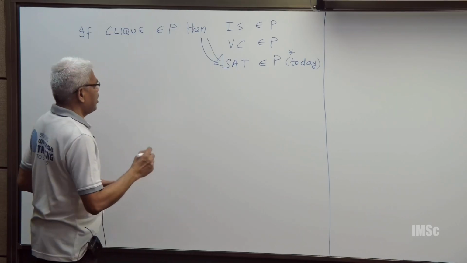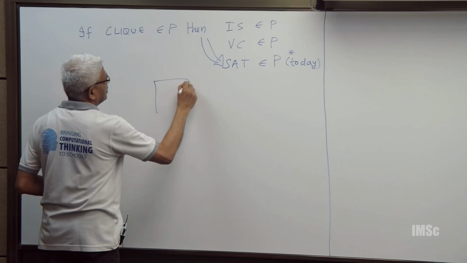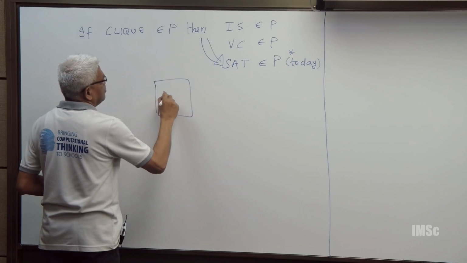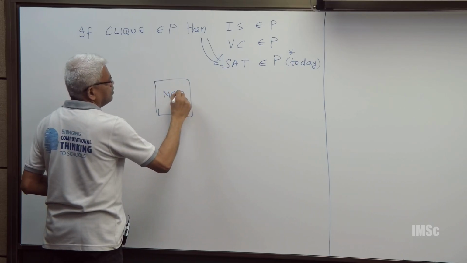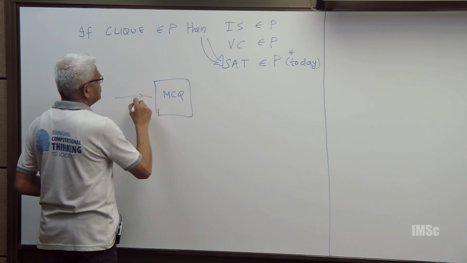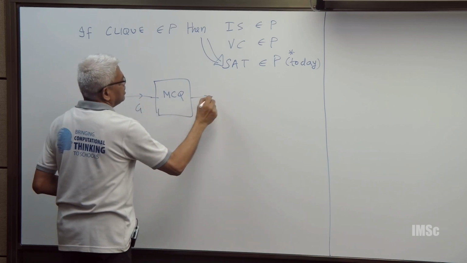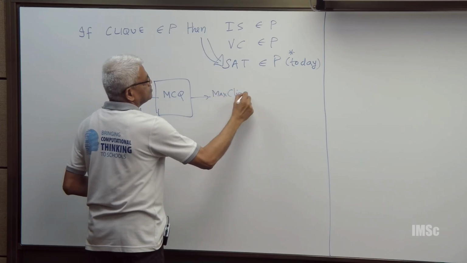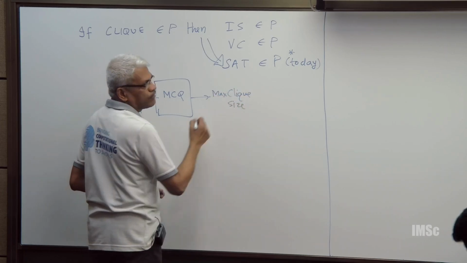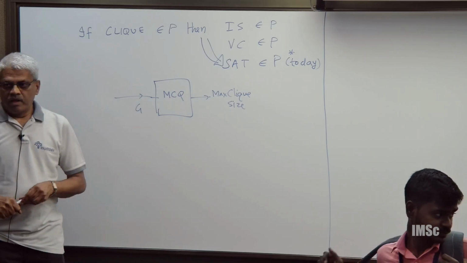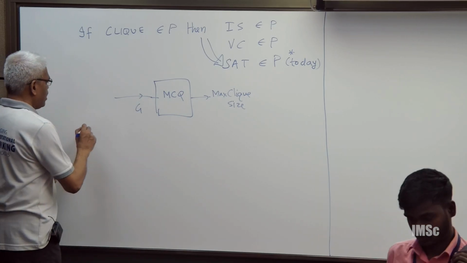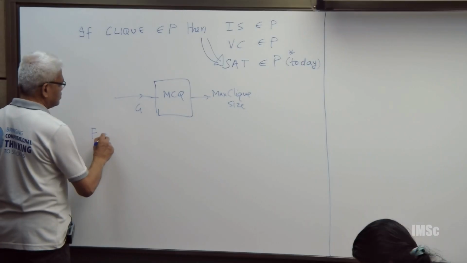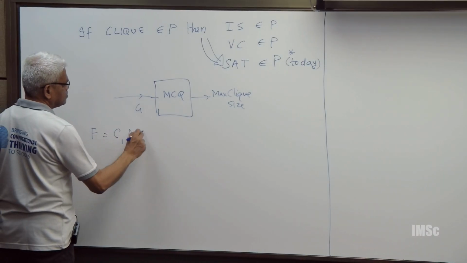So, I have a black box algorithm. Let us call this MCQ, which takes a graph G and gives me the max clique size, let us say. And I have a formula which looks like this.